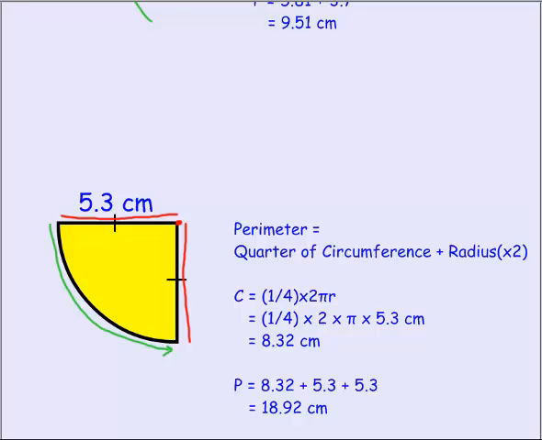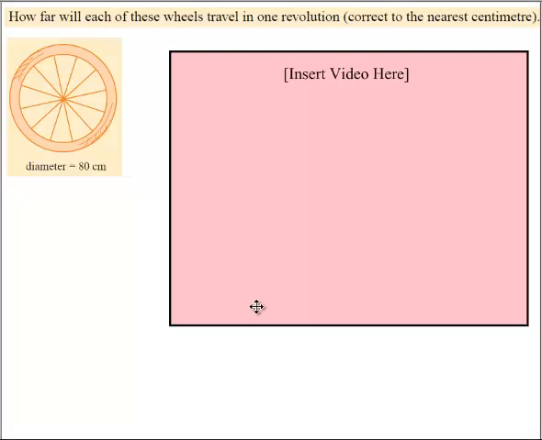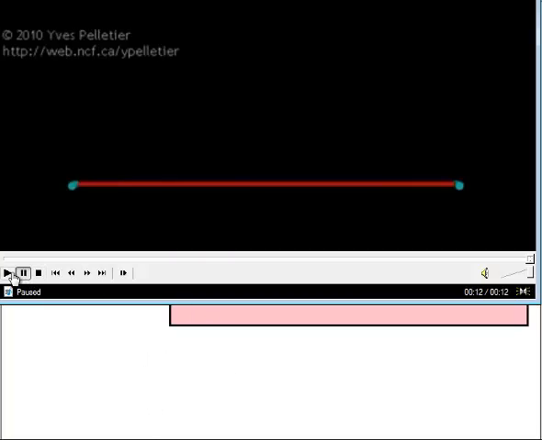Okay, our last few examples are some worded ones, and this first one here is, how far will this wheel here travel in 1 revolution? Now remember, a revolution is a full rotation of the circle. Because this is a tire, it's important to note that 1 revolution of a tire is equal to how far it will travel. And what I've done is I've got a little video here to show you.